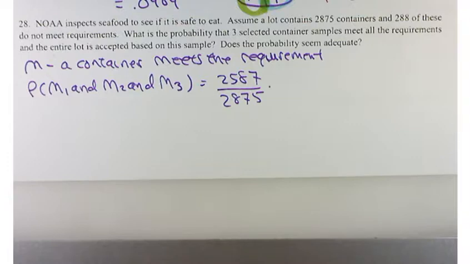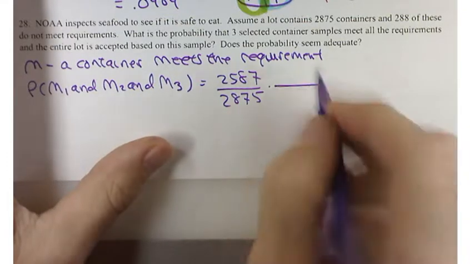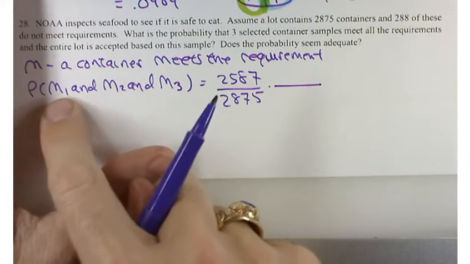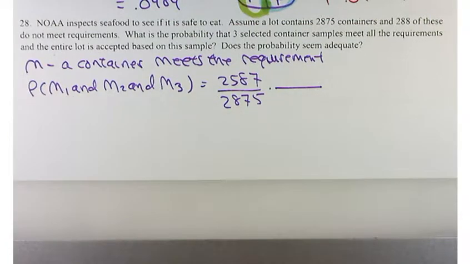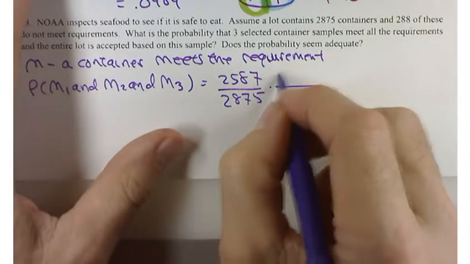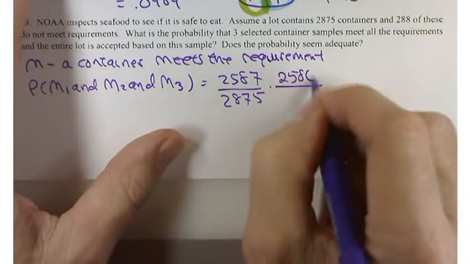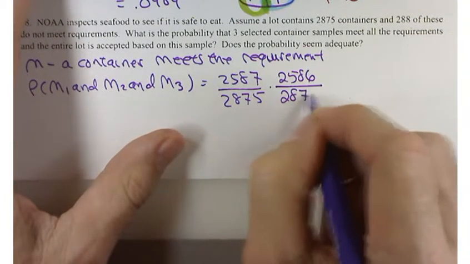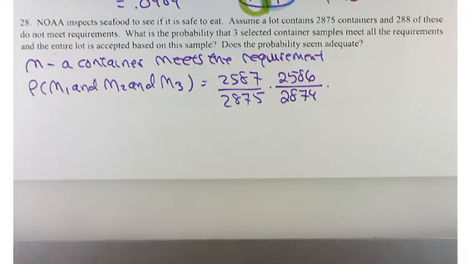What's the probability that the next one meets the requirements, given that you've already taken out one of them that does meet the requirements? 2586 over 2874. Cool. And one more. What's the last one, Andrew?